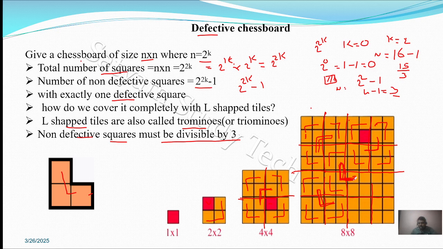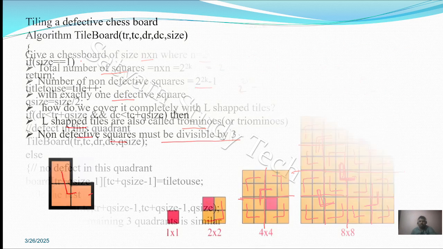Now you can see in this part there is already an L-shaped symbol. Now we can fill here with L-shaped symbol. You can fill here, you can fill here, and you can fill with L-shaped symbol here, and you can fill with L-shaped symbol here. So the entire problem is solved. Okay, 8 by 8 entire problem is solved.